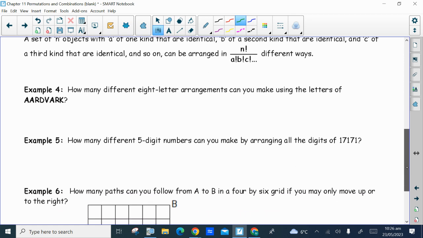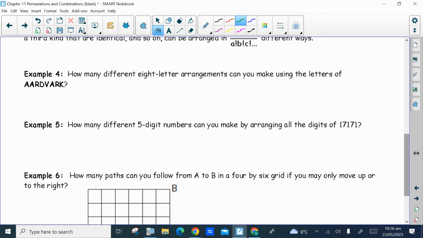So, how many different 8-letter arrangements can be made using the letters of the word aardvark? There are 8 letters in this word. However, there is repetition. There are 3 A's, so we have to divide by 3 factorial. There are also 2 R's, so we also must divide by 2 factorial.